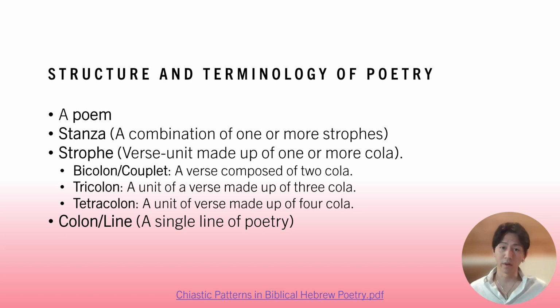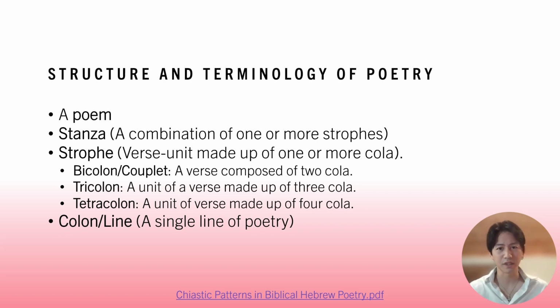First of all, there's the poem itself. Maybe in the book of Psalms, each poem is divided by chapter numbers. These are fairly common. But within each poem, there are what we call stanzas. And stanzas consist of 1 to 2 strophes. These are verse units made out of 1 or more cola. And what we call a colon or line is a single line that, when there are multiple of them, usually becomes what we call a strophe.